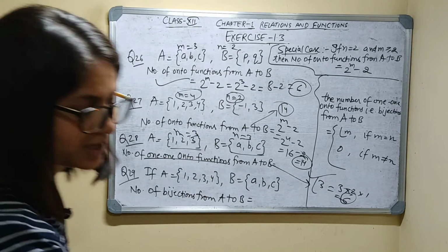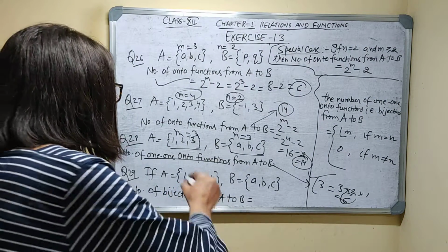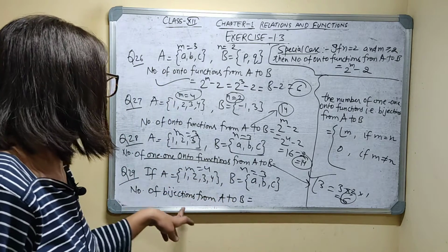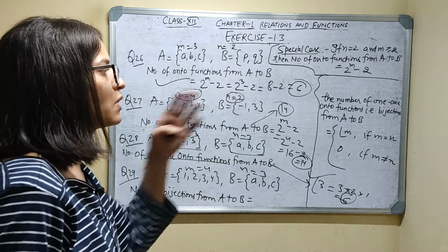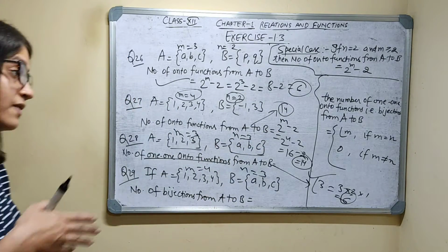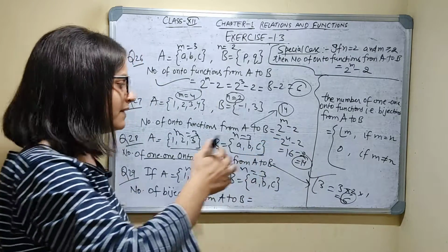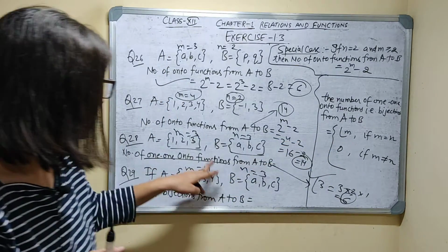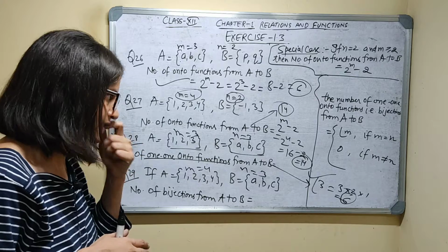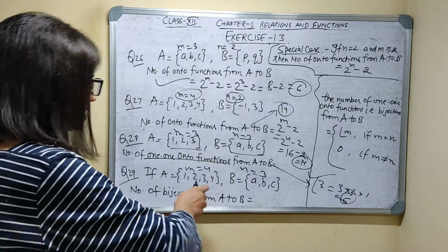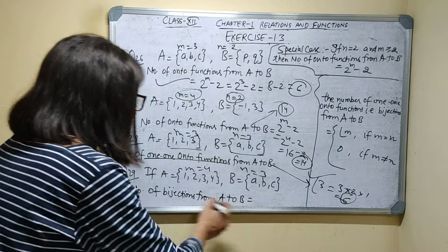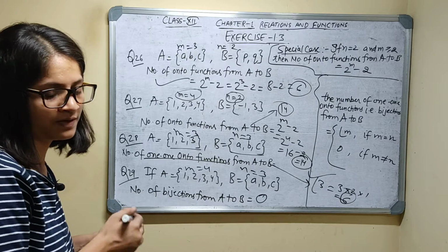Now question number 29. If A is equal to 1, 2, 3, 4, 4 elements are given, m is equal to 4 and n is equal to 3. They are asking for the number of bijections from A to B, meaning the number of one-one onto functions. It will be factorial m if m is equal to n, as we have seen in the 28th question. Here all elements were the same in both sets. But here you can see m is not equal to n. Here m is equal to 4, n is equal to 3. So elements are not the same in A and B. So the number of bijections from A to B is 0. This is the answer.